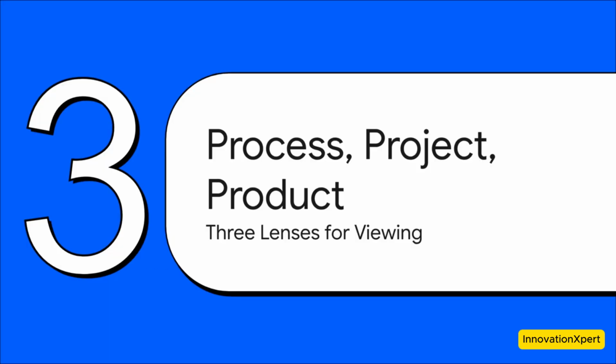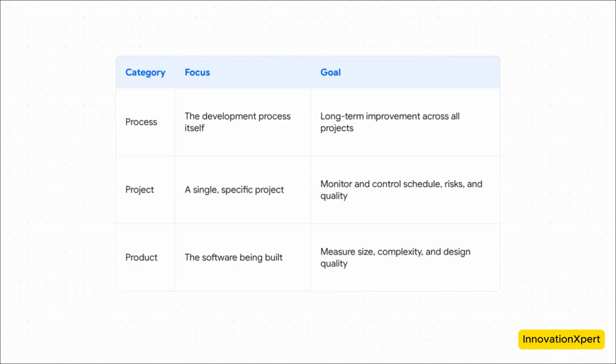Awesome. So now that we have our vocabulary down, let's put it into practice. You can think about software development through 3 totally different lenses: the overall process, the specific project you're on, and the actual product you're building. And each one needs its own special set of metrics. Here's an easy way to think about it. Process metrics are about the long game. How can we get better across the next 5 projects? Project metrics are all about the here and now. Are we on track for this release? And product metrics, well, they look at the code itself. Is it getting too complex? Is the quality high?